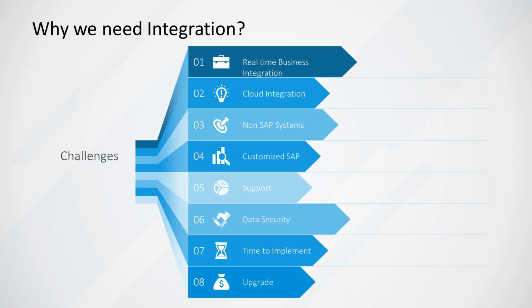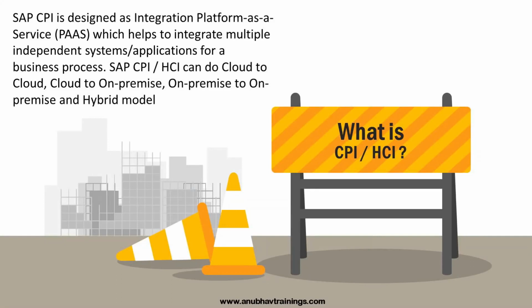Okay, then the next challenge will be customized SAP. There can be a chance that the customer develops their own kind of logic, and they want to make sure the data flows into another system. So this is also one problem. Then it's about support, then security, how much time to implement, and how to upgrade it. So these are the challenges we currently have in the integration part. Okay. And to fix these challenges, we have something called SAP Cloud Platform Integration. Okay. So right now, going into detail on CPI.